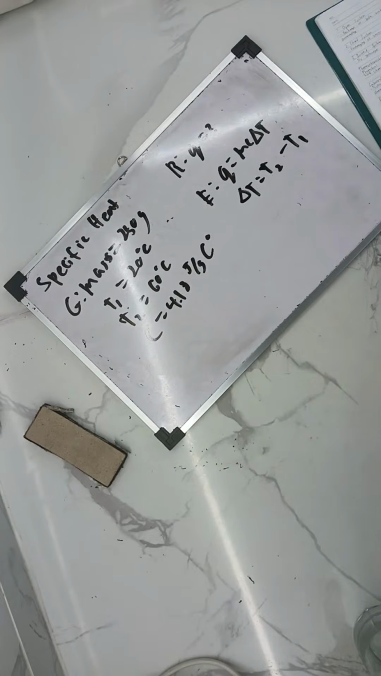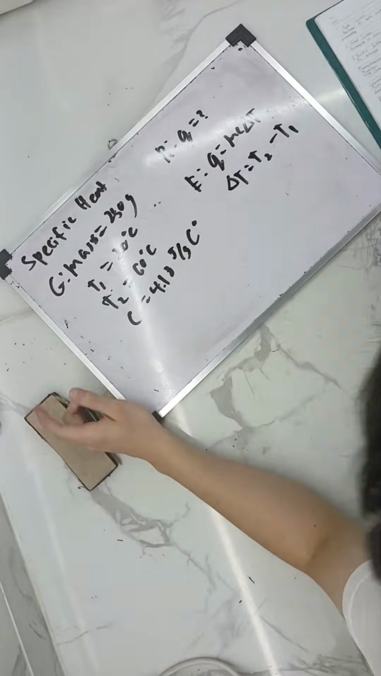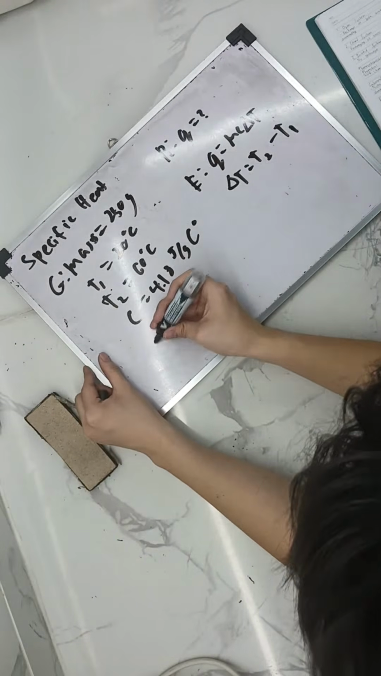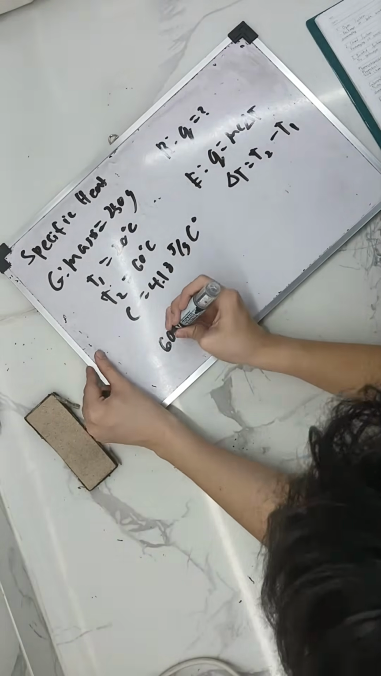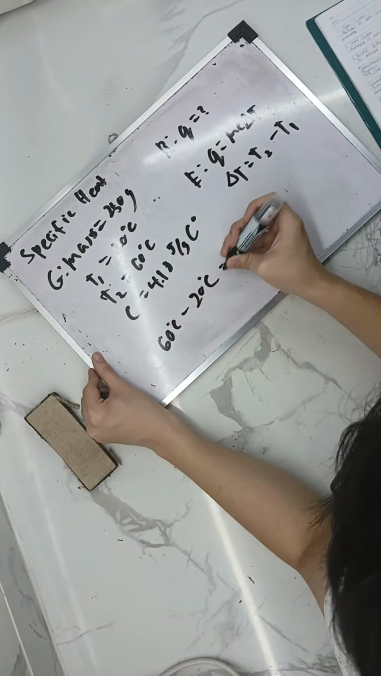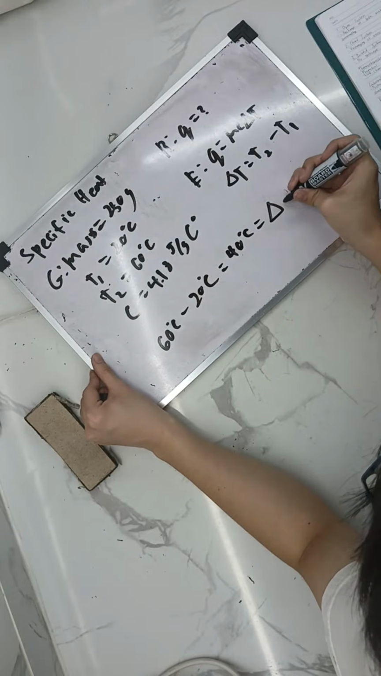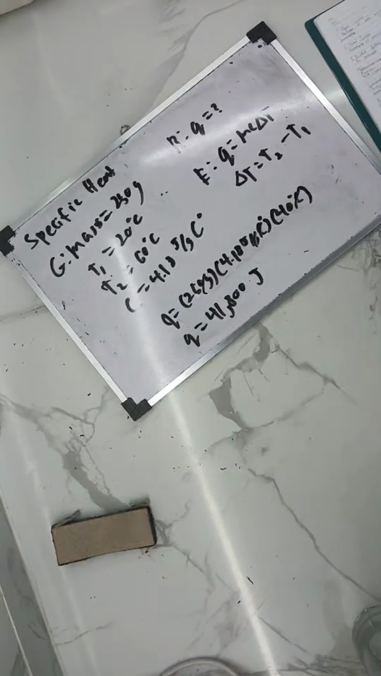There you go. So, to get the value of the change in temperature, we're simply just going to do T sub 2, which is 60 degrees, minus 20 degrees. And it'll be given 40 degrees. So this is our change in temperature, 40 degrees.